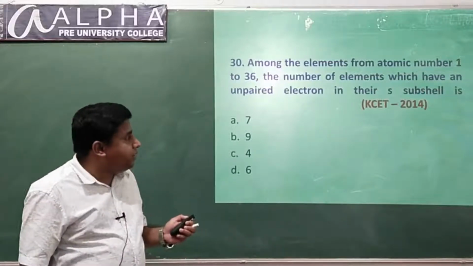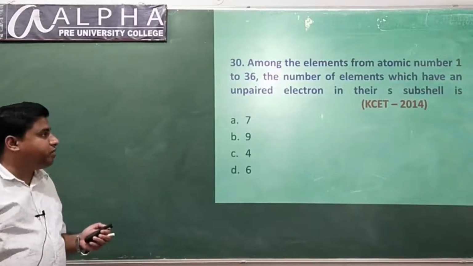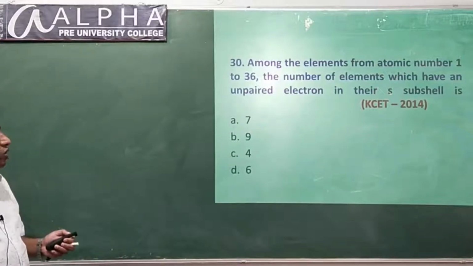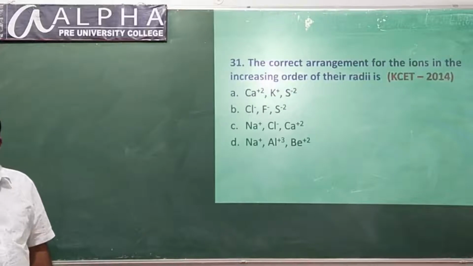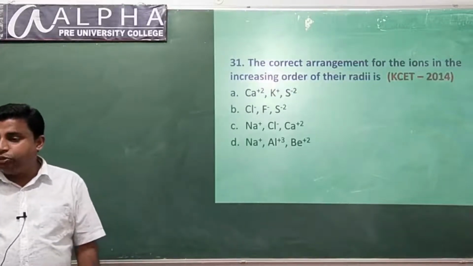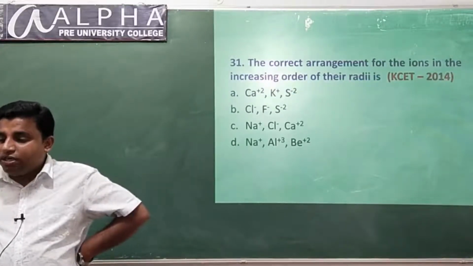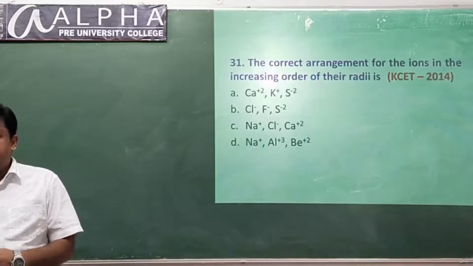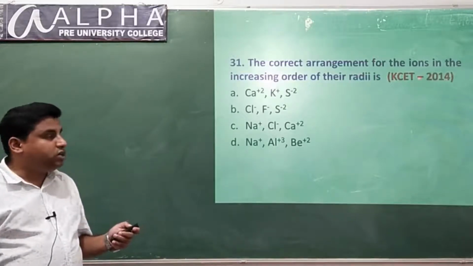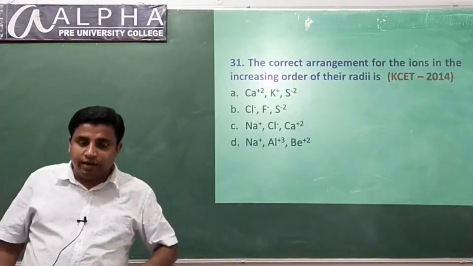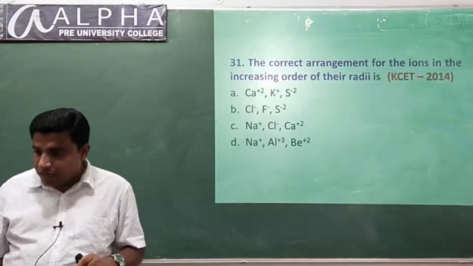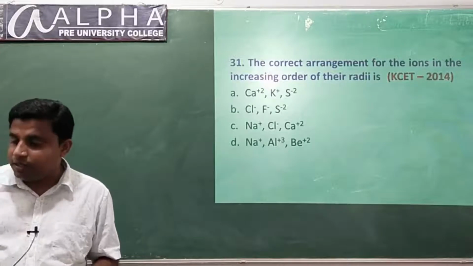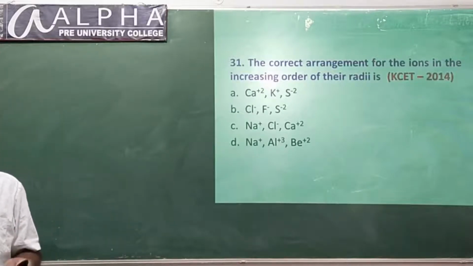Among the elements from atomic number 1 to 36, the number of elements which have unpaired electron in their s subshell is 4. Correct. Next question: the correct arrangement of ions in the increasing order of their radii is. Again, this question has been asked in Karnataka CET 2014. Please emphasize on all these problems.